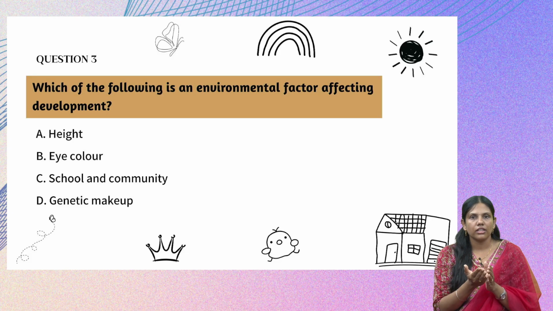So what is the other option? That is school and community. This is an external factor and it is an environmental factor that is affecting the development. This height, eye color and genetic makeup are all biological factors that can be considered as nature aspect, not the environmental aspect. So the correct answer is school and community.